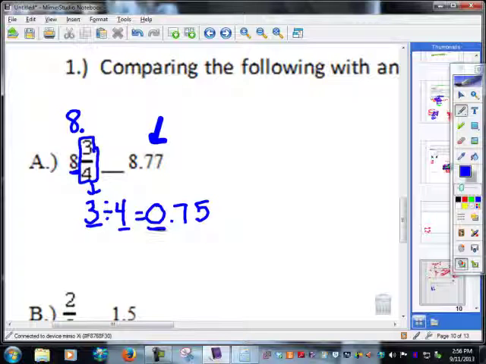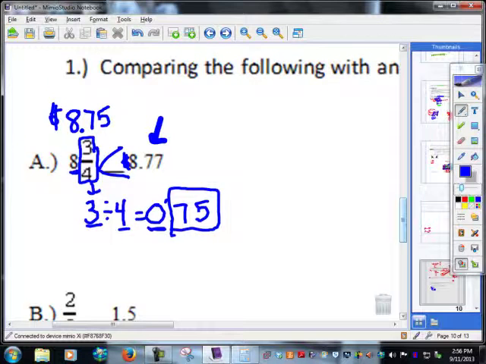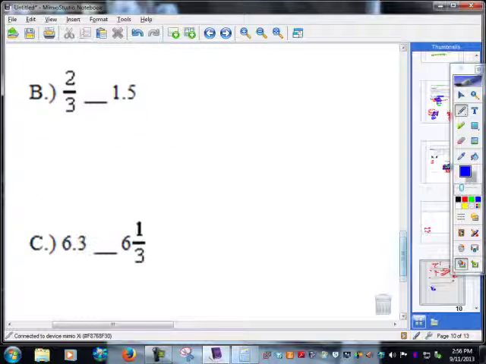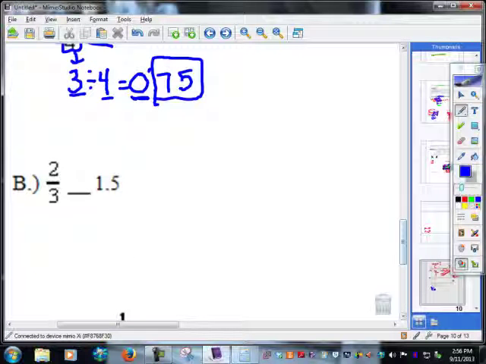Now, we already knew that it would be 0 because this is a partial pizza. You can't have a whole pizza. So you're going to tack on this decimal right here, up here, 0.75. So now we have 8.75, and we have 8.7. Clearly, 8.75 would be larger here, okay? Down here, okay? Here's my 2/3.